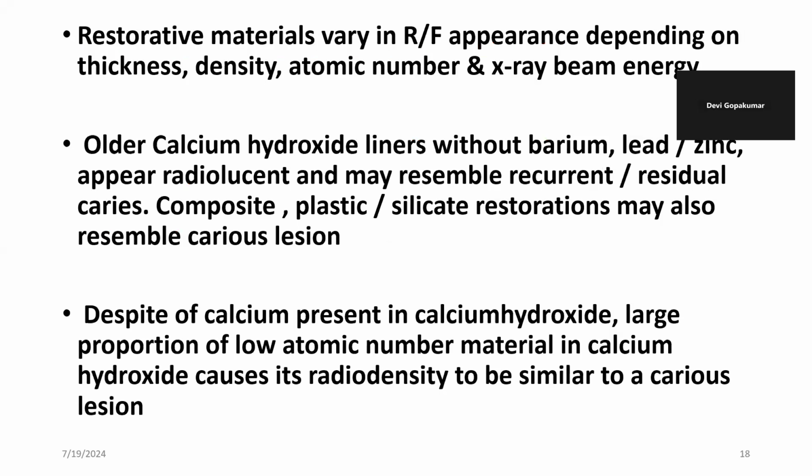Restorative materials vary in radiographic appearance depending on thickness, density, atomic number, and X-ray beam energy. Older calcium hydroxide liners without barium, lead or zinc appear radiolucent and may resemble recurrent or residual caries. Composite, plastic, or silicate restorations may also resemble a caries lesion. Despite the calcium present in calcium hydroxide, the large proportion of low atomic number material in it causes its radiodensity to be similar to a caries lesion.